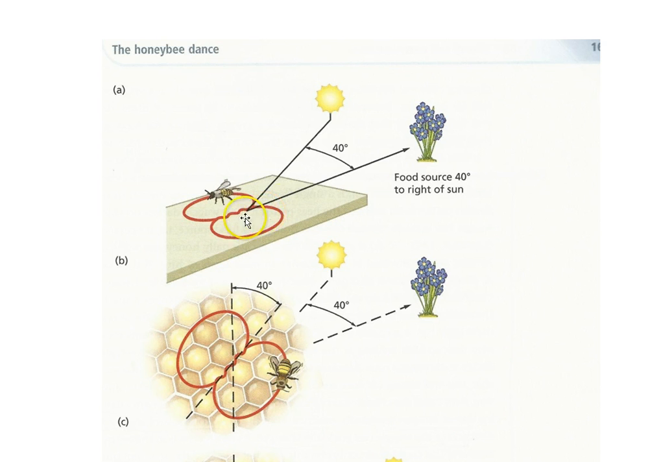So if the food is 40 degrees to the right of the horizon line, then the bee inside will be on a vertical surface, and it will know which way is up. That's the vertical reference point, and it will orient its waggle dance to make a 40-degree angle with the vertical. That tells other bees that the food is 40 degrees to the right of the horizon line. So the vertical line here is the reference, and that represents the horizon line towards the sun. The angle that the waggle dance makes with that vertical is the angle that the food is with respect to the horizon line.